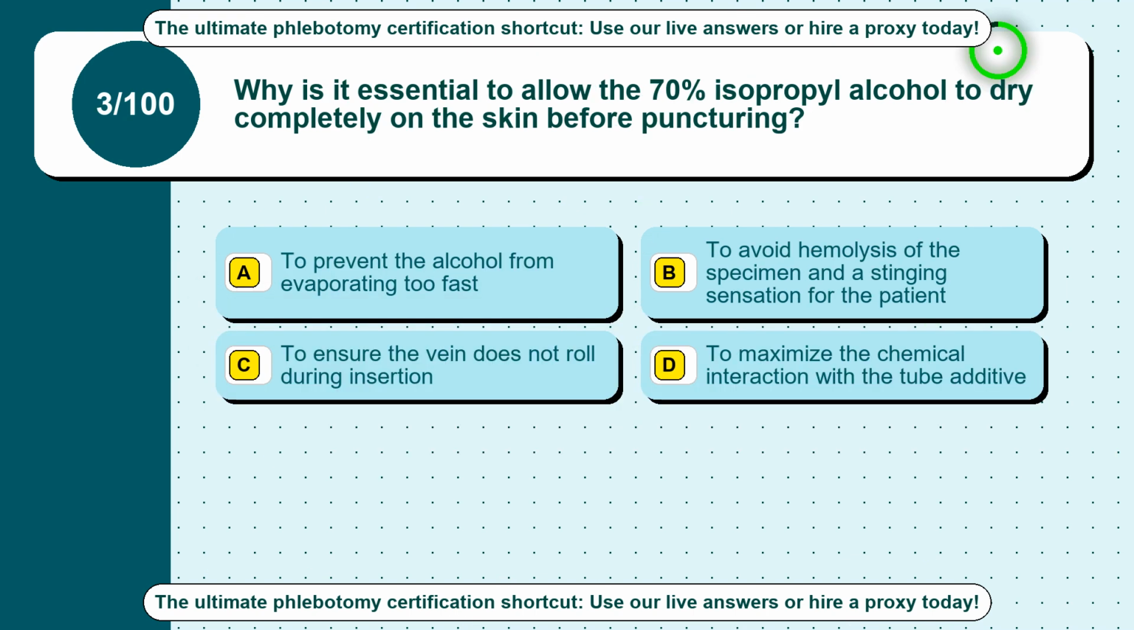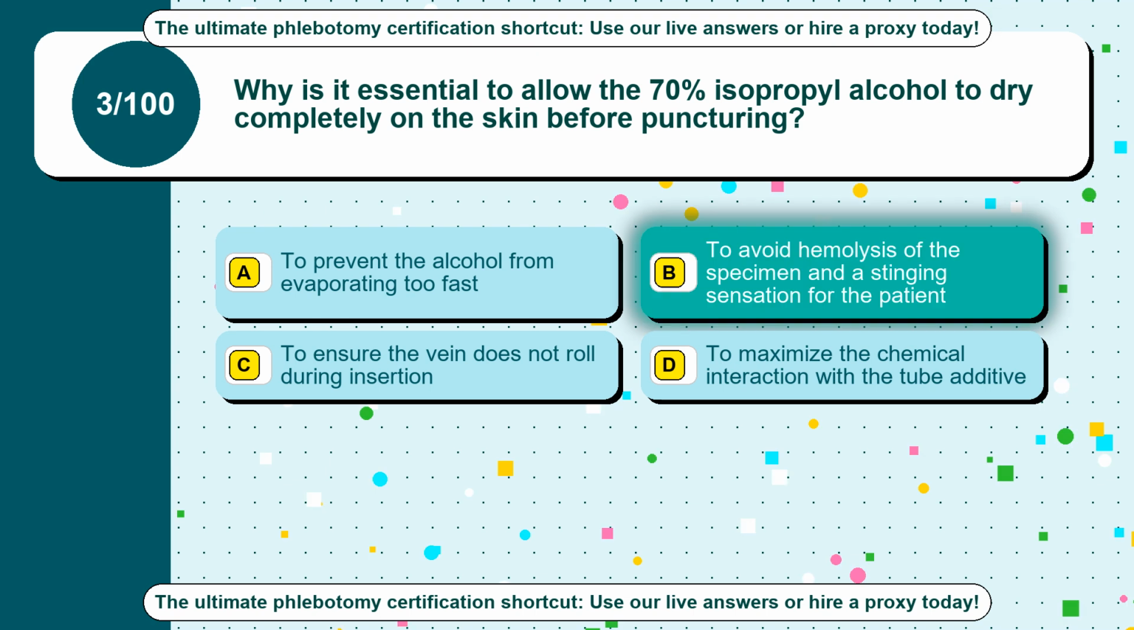Question 3. Why is it essential to allow the 70% isopropyl alcohol to dry completely on the skin before puncturing? Option A. To prevent the alcohol from evaporating too fast. Option B. To avoid hemolysis of the specimen and a stinging sensation for the patient. Option C. To ensure the vein does not roll during insertion. Option D. To maximize the chemical interaction with the tube additive.